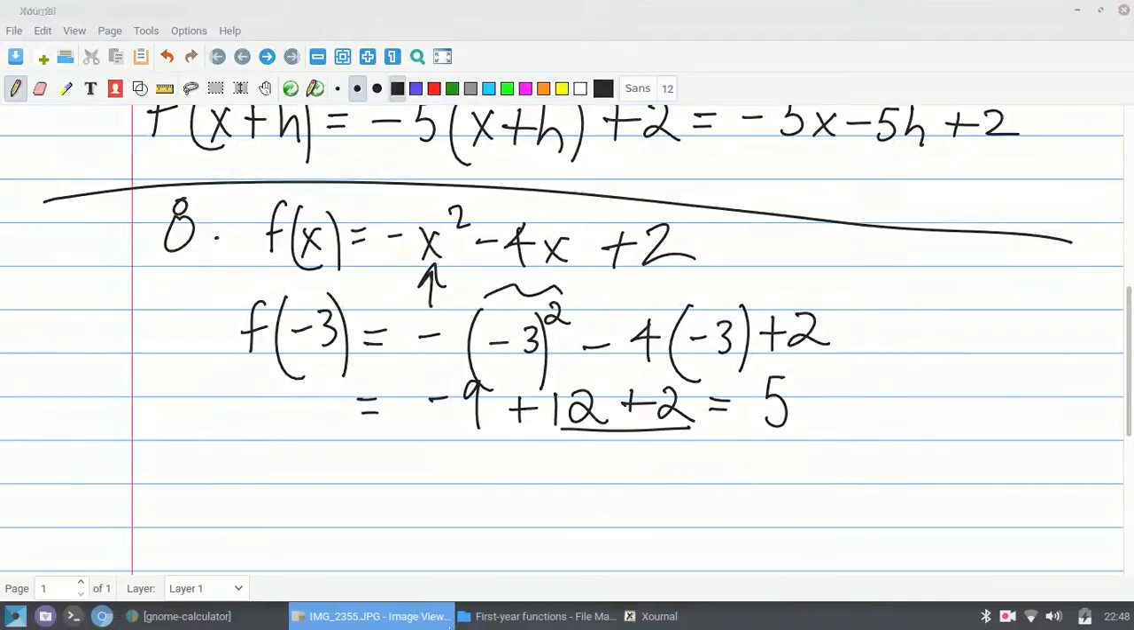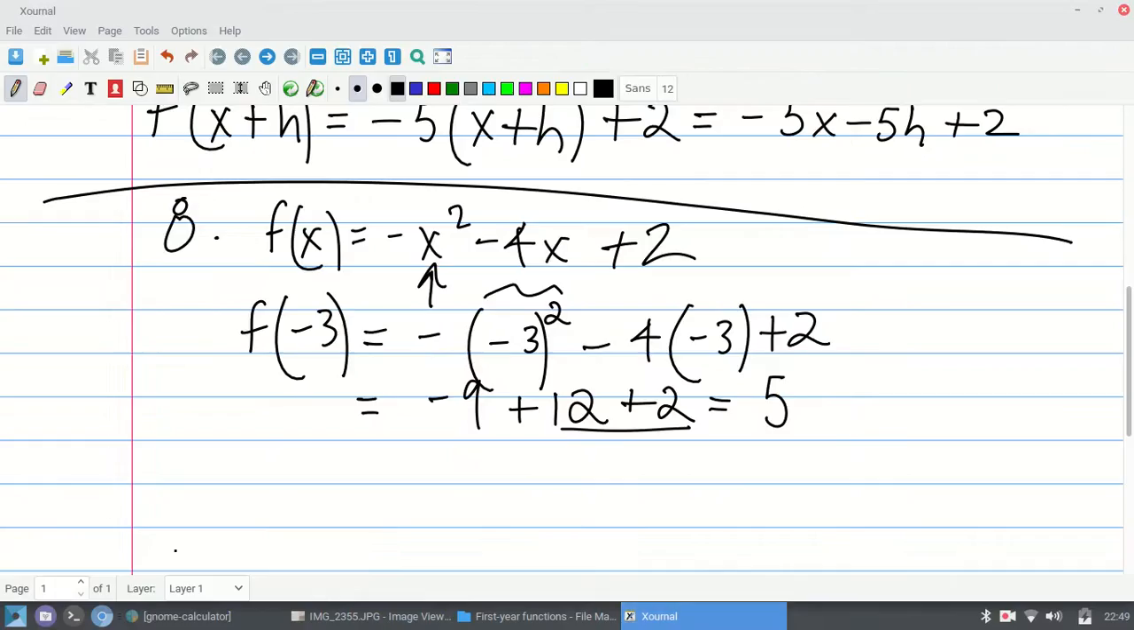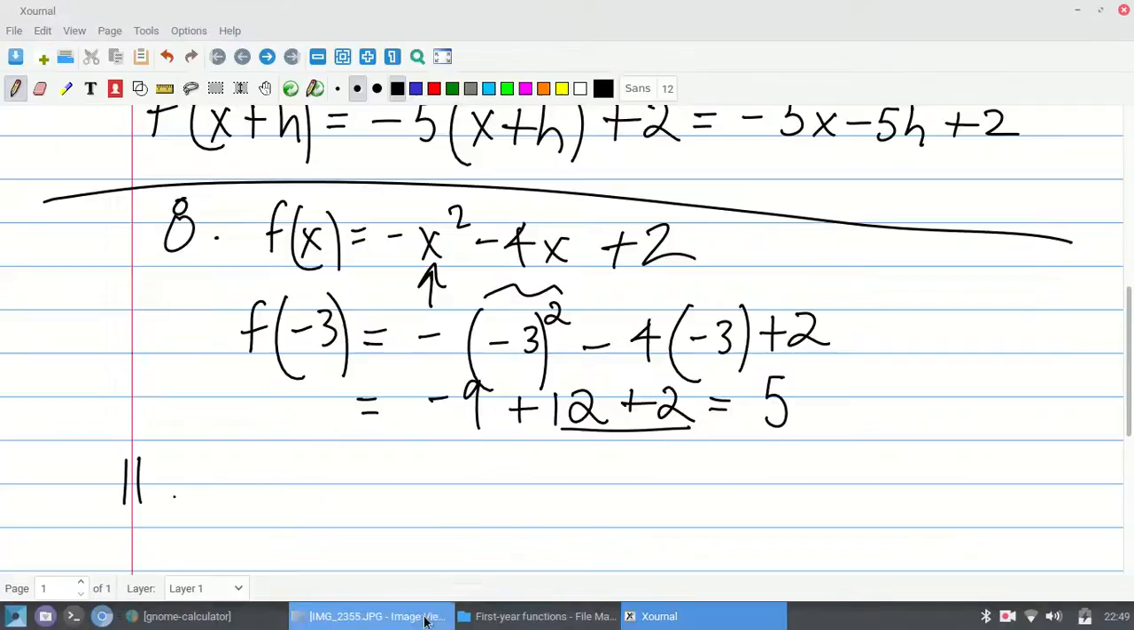So that is number 8. Number 11, write an equation of the line that passes through the following points. There are 3 sets of points there. Actually, really straightforward. So part A: these are the 2 points that they want in the first problem.